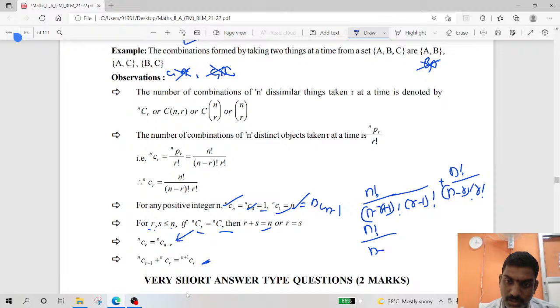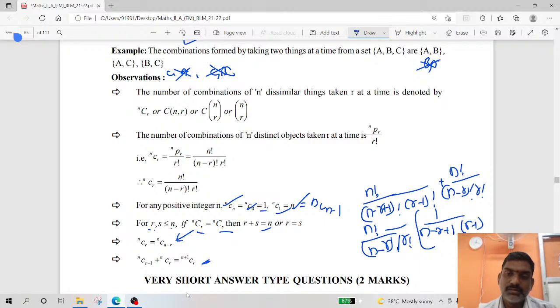Here n factorial by (n minus r) factorial into r factorial is taken common. This is 1. Here only n minus r plus 1 is left. And next, r minus 1 also left, r minus 1 plus 1. Simplify this. Here r plus 1 will come, here n minus r plus 1 will come. Plus or minus 1 gets cancelled.